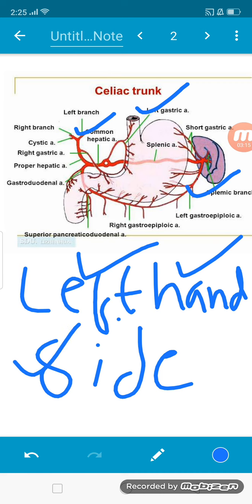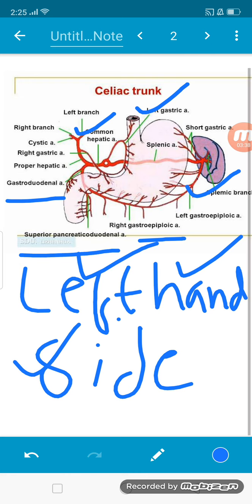Now let's talk about some branches of the common hepatic artery also. This is the common hepatic artery. We remember its branches by a formula called girls are so cute. G stands for gastroduodenal artery, which is this. R stands for the right gastroepiploic artery. S stands for superior pancreaticoduodenal artery, and C, that is cute, stands for cystic artery.